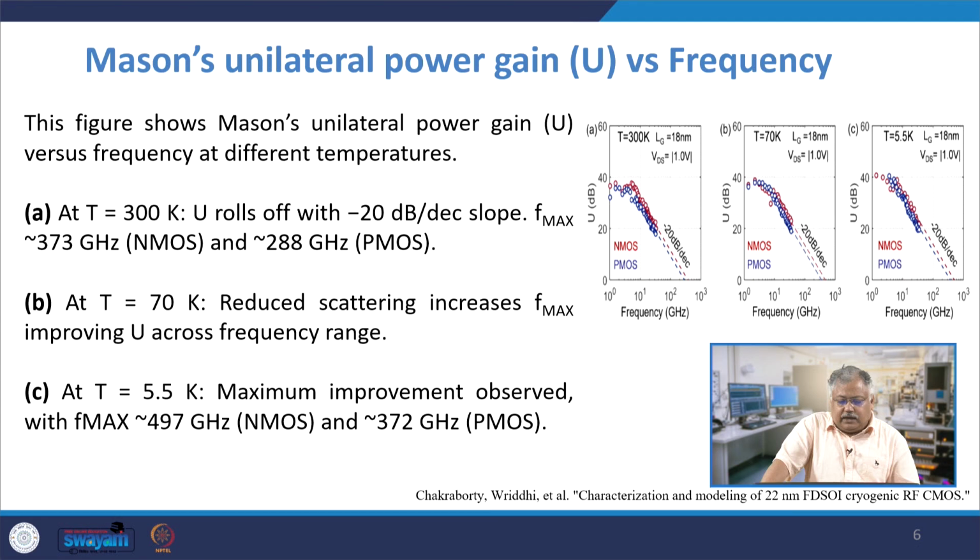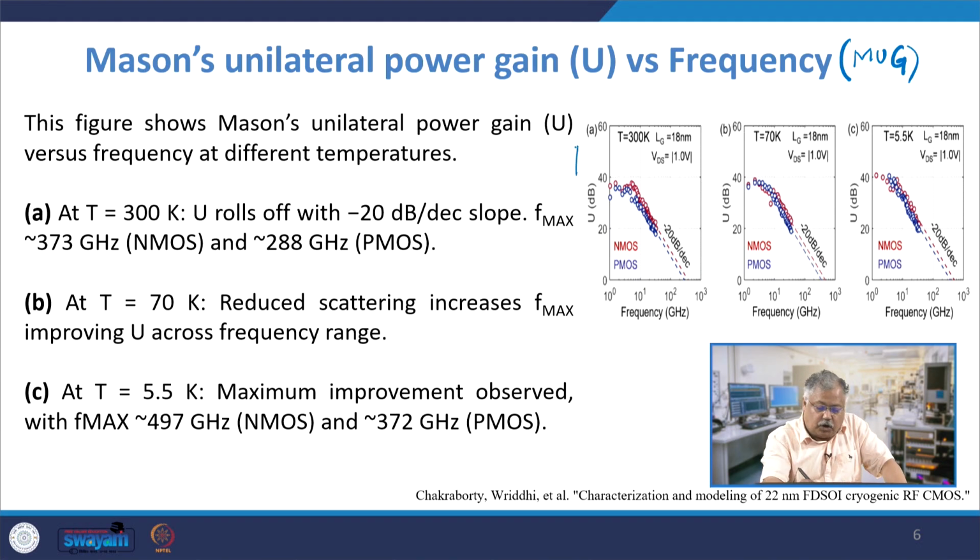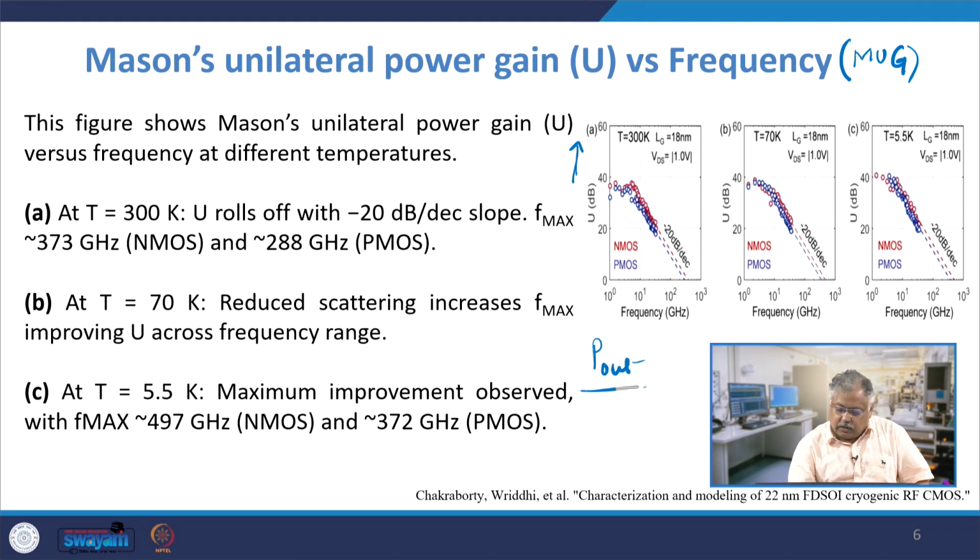Okay. Let us look at the unilateral power gain, also referred to as MUG, Mason's unilateral power gain. I am plotting your MUG in dB versus frequency. The same concept applies again here: look at the 20 dB slope where it cuts the x axis. Unilateral power gain primarily means where P out by P in, output power by input power, is approximately equal to 1.